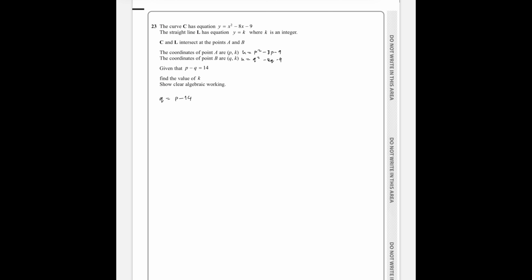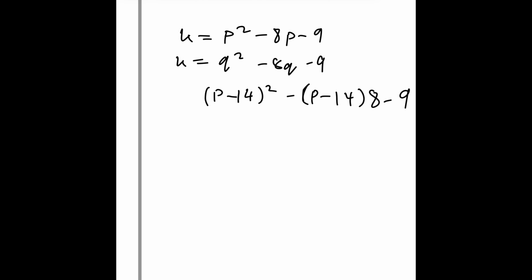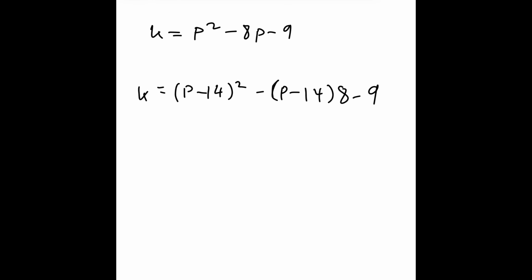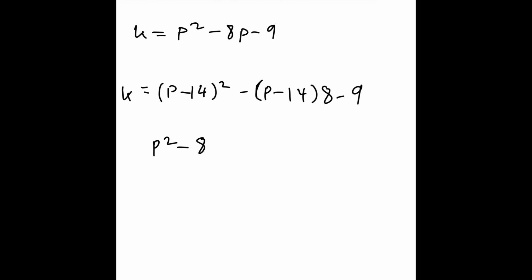So let's take these two equations. Actually, let's just move them over here. Since q is p minus 14, this one is just p minus 14 squared minus p minus 14 times 8 minus 9. And now, since they're both equal to k, we can just equate them.